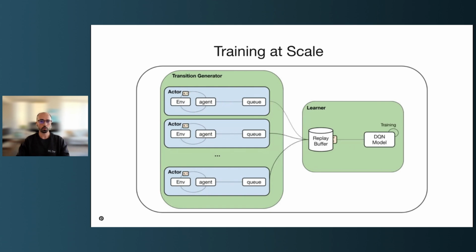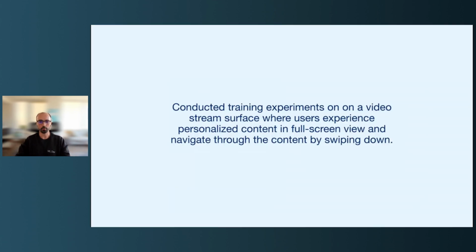It also allowed us to have finer control over the resources that are used by each of these steps. For example, the learner might need more GPUs, but the transition generators or actors might need more CPUs. By having them running on two different systems, that allowed us to easily customize the resources used and scale them appropriately.